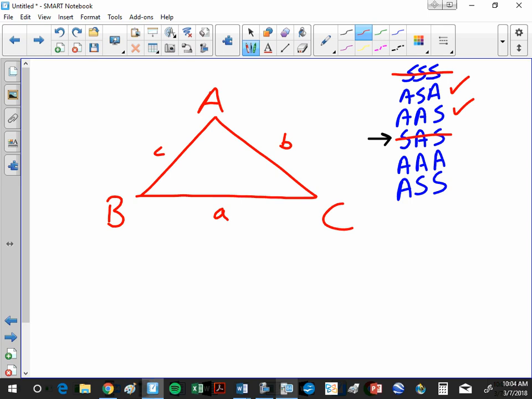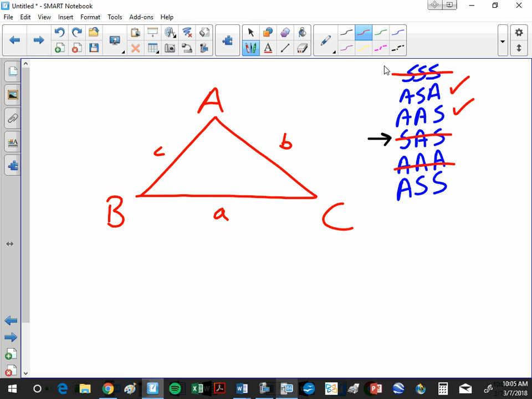It's not going to work because you need a side to know how big the triangle is. Right? If I told you 30, 60, 90, there are an infinite number of triangles that fit that definition. You need at least one side. So angle, angle, angle doesn't work.